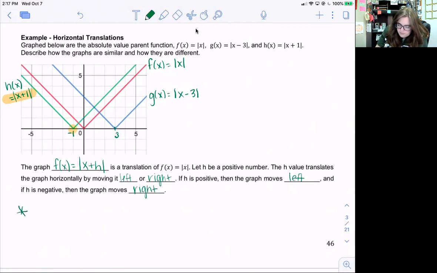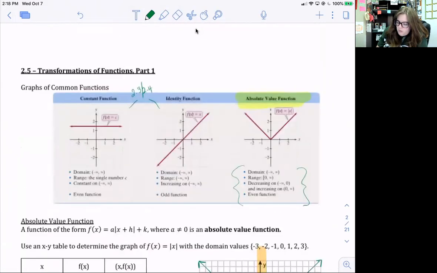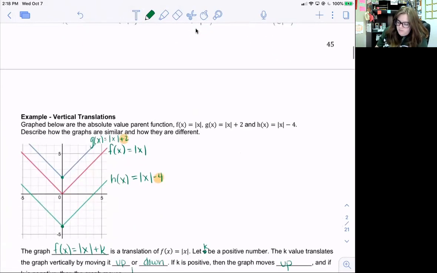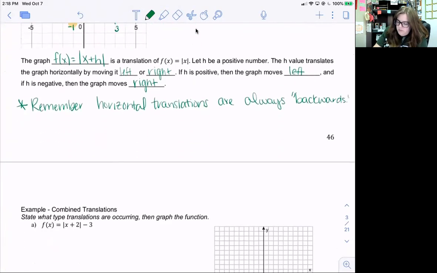So remember, horizontal translations are always backwards.